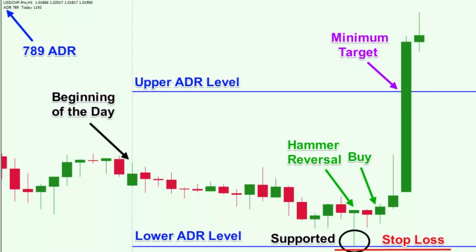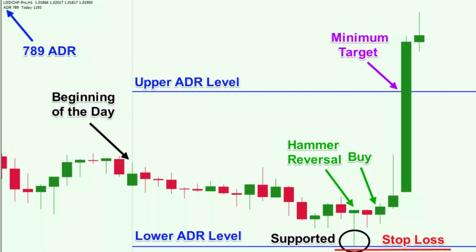The two blue horizontal lines are the upper and the lower level of the average daily range. The ADR indicator we use here allows us to automatically plot the upper and the lower level of the ADR. The black arrow points to the beginning of the trading day. As you see, the price action starts a gradual move toward the lower level of the daily range. Suddenly, the price approaches the lower level of the range and touches the level. A bullish bounce appears afterward.